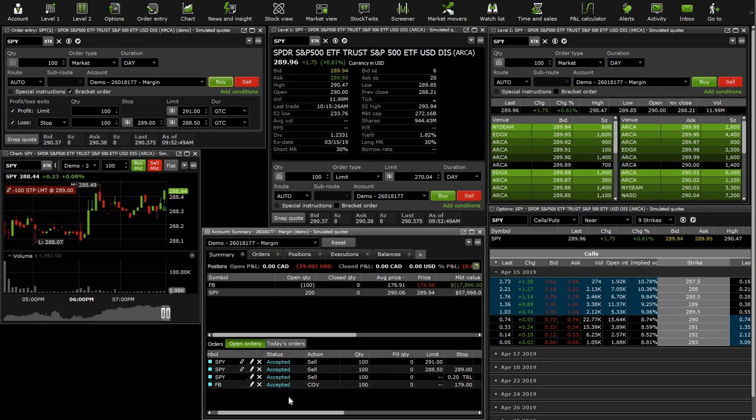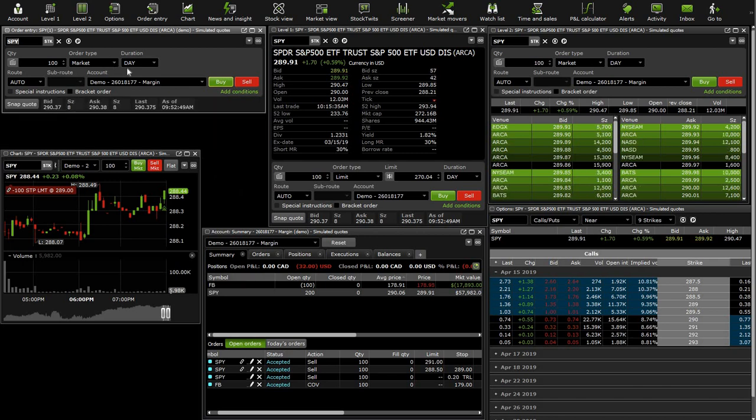Last thing we'll go over quick is the durations. So that's here. Okay, so day means that by the end of the day, it's going to cancel your order if it doesn't get filled. Good till canceled means it just stays open until you close it. Good till day, I think that's good till the end of the day as well. This is good till extended market.